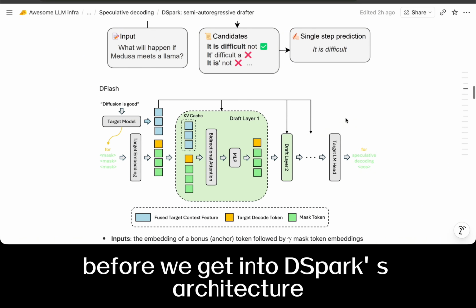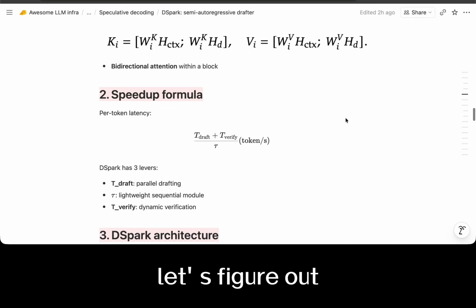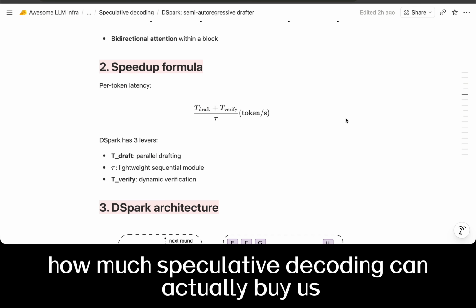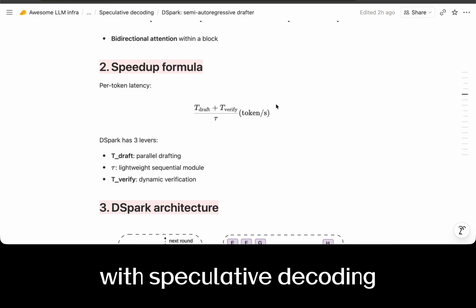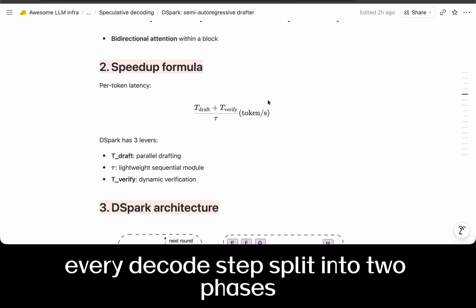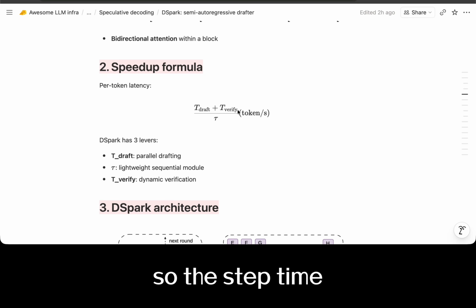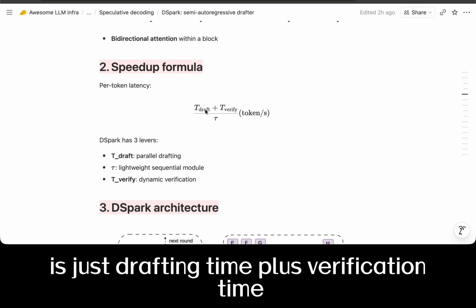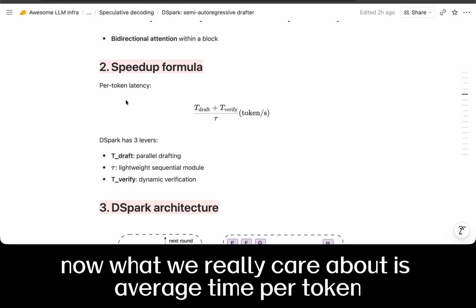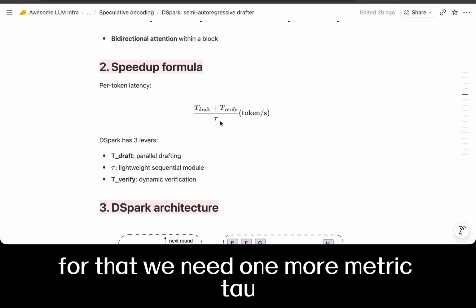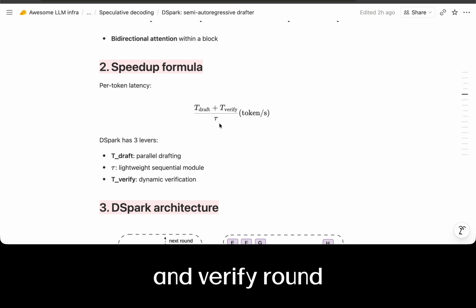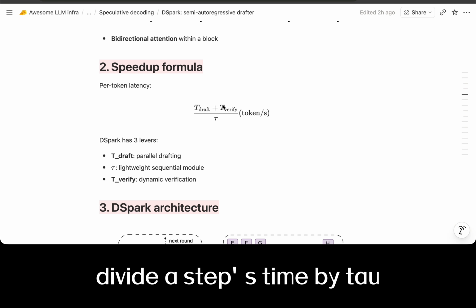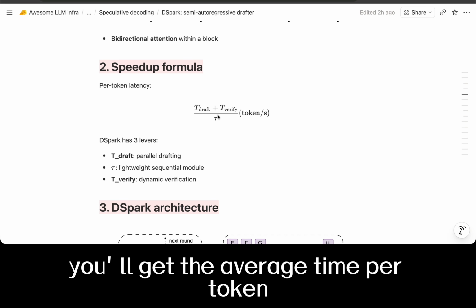Before we get into DSpark's architecture, let's figure out how much speculative decoding can actually buy us and what governs that. With speculative decoding, every decode step splits into 2 phases, drafting and verification. So the step time is just drafting time plus verification time. Now what we really care about is the average time per token. For that, we need one more metric, tau, the average number of tokens accepted per draft and verify run. Divide a step's time by tau, and you'll get the average time per token.